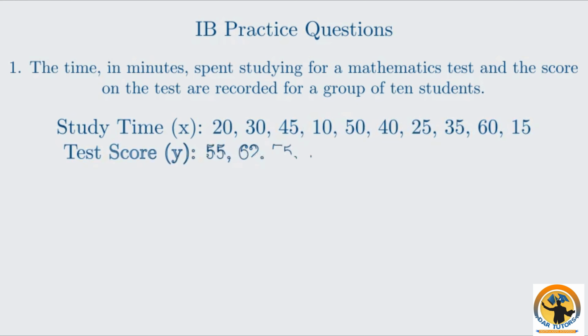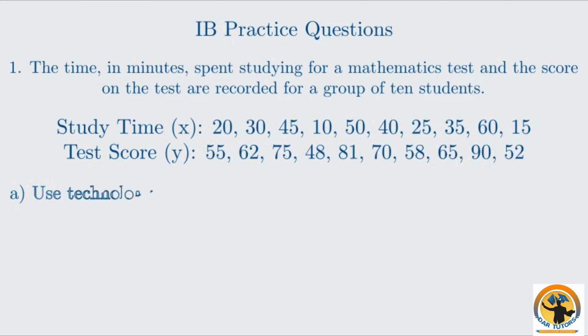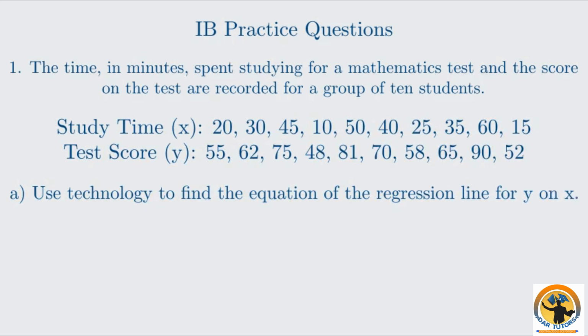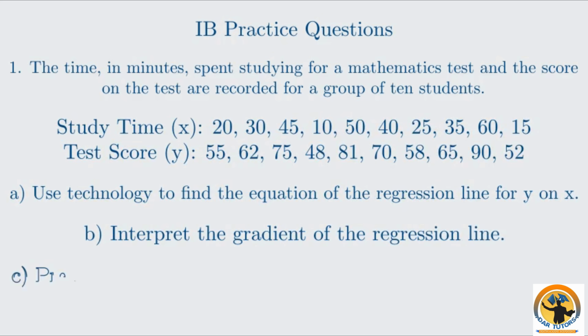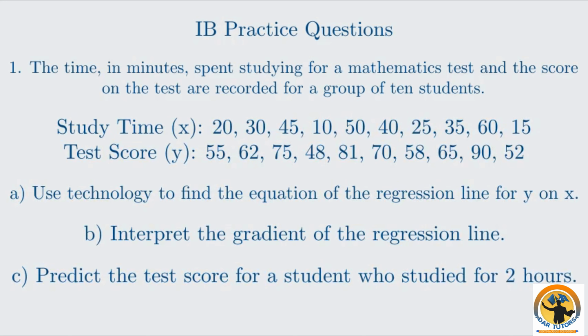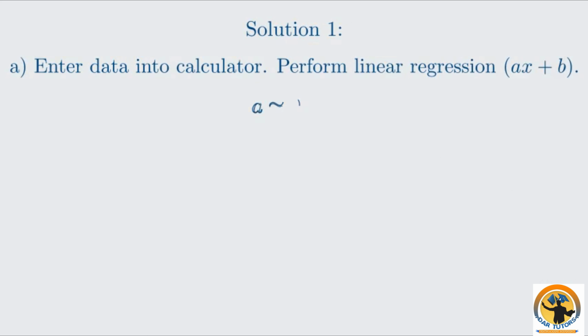Here is the data. A. Use technology to find the equation of the regression line for y on x. B. Interpret the gradient of the regression line. C. Predict the test score for a student who studied for 2 hours. You can pause the video now to solve the problem. Let's go through the solution. First, for part A, we input the data into a calculator.